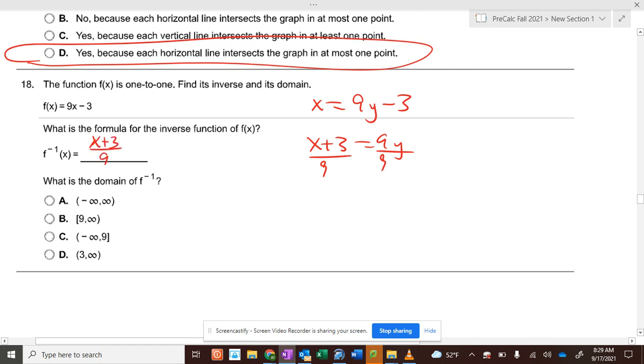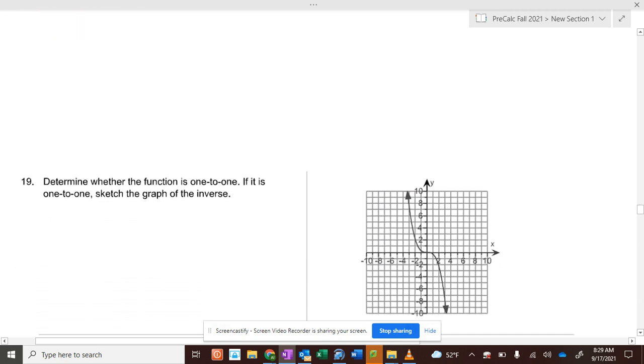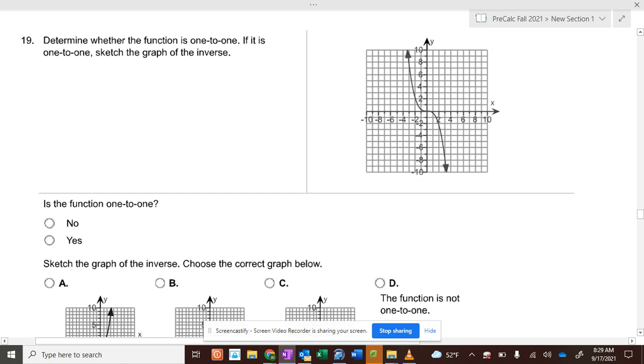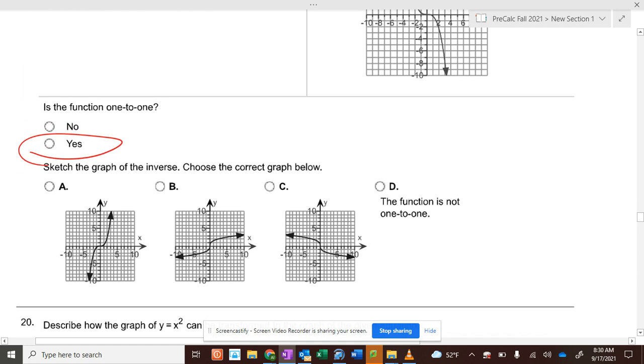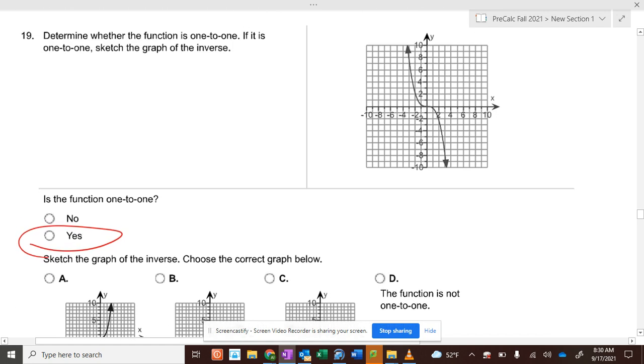Is there anything to limit the domain? No. There's no variable in the denominator. There was never a variable in the denominator at the start, so we're good. Is that a one-to-one function? Yes, it is. The function is one-to-one. It has an inverse. So the inverse, I think, is C.